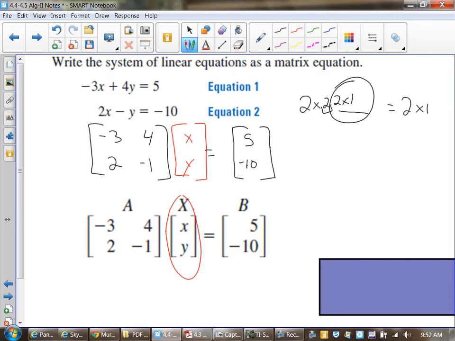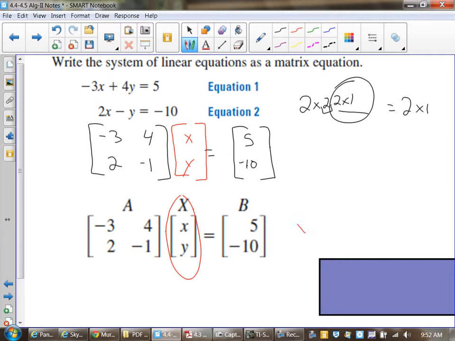Once again, if I'm going to solve a system of equations via inverse matrices, all I have to do is create my matrix, 2 by 2, negative 3, 4, 2, negative 1, take the inverse of that times, is this a 2 by 1 or a 1 by 2? 2 by 1. What are we multiplying it by? 5 and negative 10.